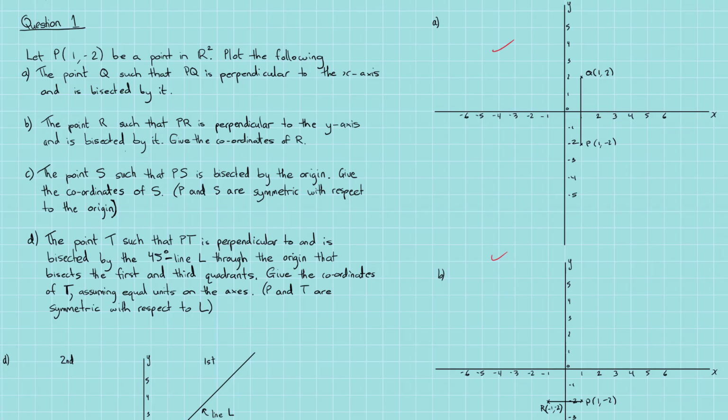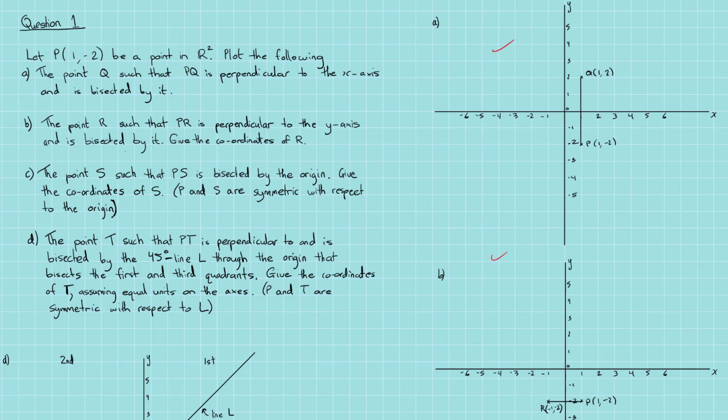Let this point (1, -2) be a point in the plane R squared, and we want to plot the following points. The point Q such that PQ is perpendicular to the x-axis and is bisected by it. The point R such that PR is perpendicular to the y-axis and is bisected by it, and we are requested to give the coordinates of R. The point S such that PS is bisected by the origin, and give the coordinates, and the point T such that PT is perpendicular to and bisected by the 45-degree line through the origin that bisects the first and third quadrants, and give the coordinates of T.